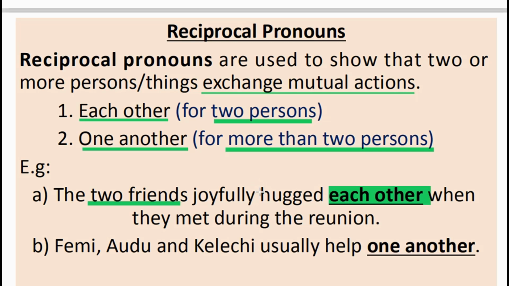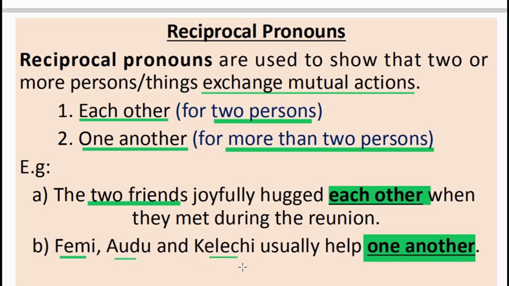Let's come to example B. Femi, Audu, and Kelechi usually help one another. This means that Femi usually helps Audu and Kelechi. Audu usually helps Femi and Kelechi. Kelechi also usually helps Femi and Audu. The three of them usually do the same thing for one another. Note that we use one another because they are more than two. If they were just two, we would use each other.